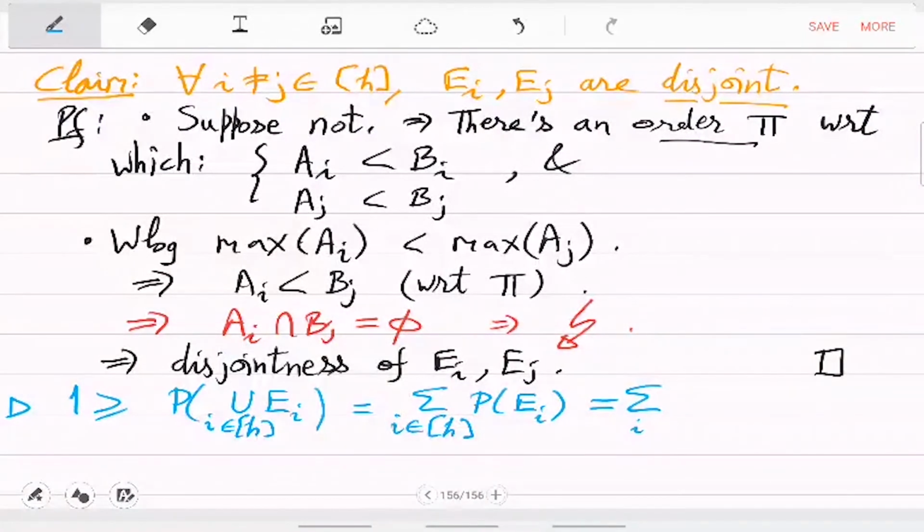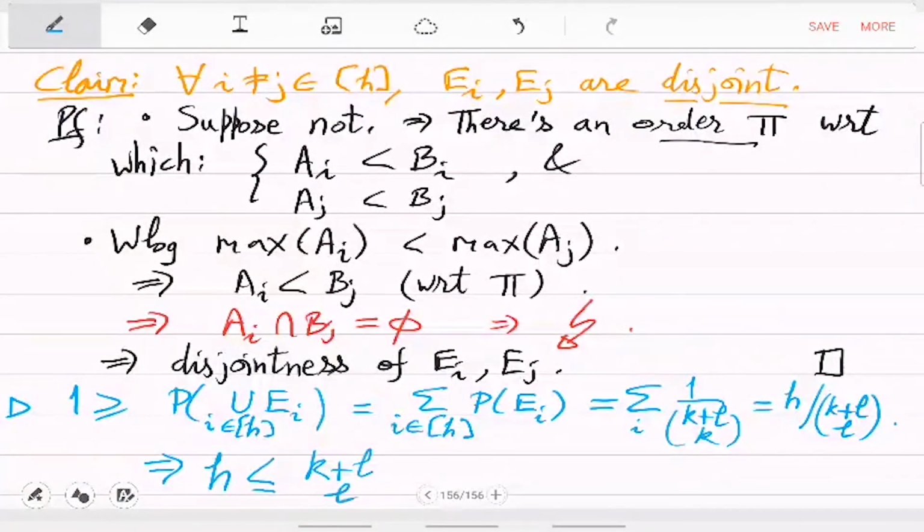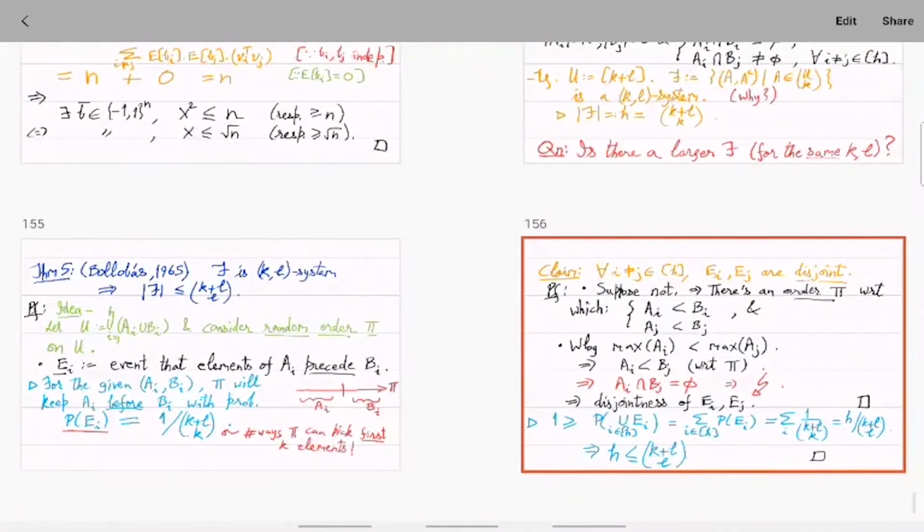What is the probability of E_i? That we have calculated, right. That was 1 over k plus l choose k. So you have h over k plus l choose l, which implies that h is less than or equal to the binomial coefficient. Okay, so we have shown that by picking a random order, you actually get an upper bound on how many A_i B_i pairs there are, right? So this is a very short proof, relatively simple, but it's proving this statement which had nothing to do with probability or ordering, right? Completely devoid of any character except this set family properties.